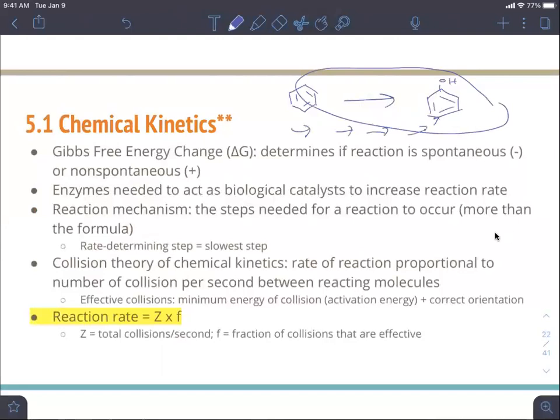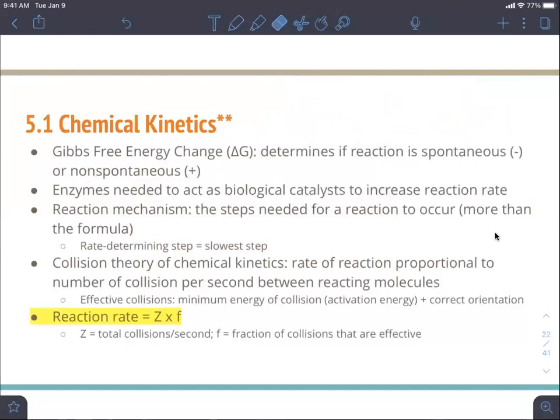Okay, so the rate determining step is the slowest step. The slowest step is the step that takes the longest to happen. Say in this reaction, to go from benzene to a benzene with a hydroxide added to it, the formation of the benzyne, this thing, that would be the rate determining step because it takes the longest to happen. And the rate determining step basically determines how fast product formation is.